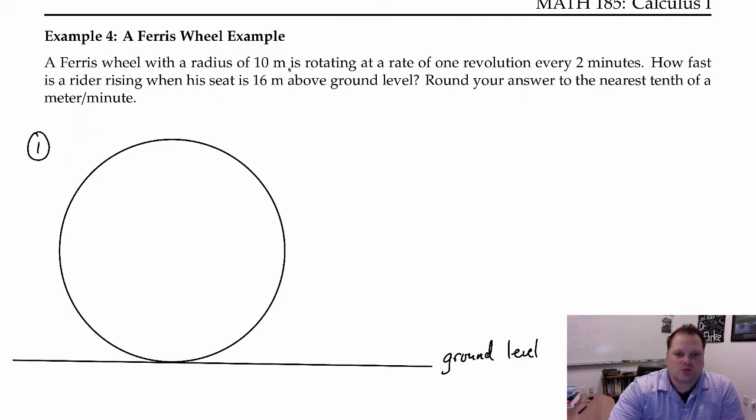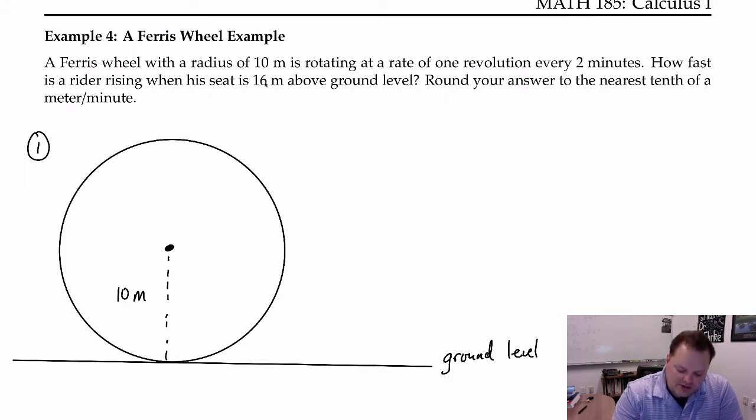So it's rotating at a rate of 1 revolution every 2 minutes. It has a radius of 10 meters, so the distance from the center of the Ferris wheel to ground level is assumed to be 10 meters. I am looking at how fast a person is riding when their seat is 16 meters above the ground.